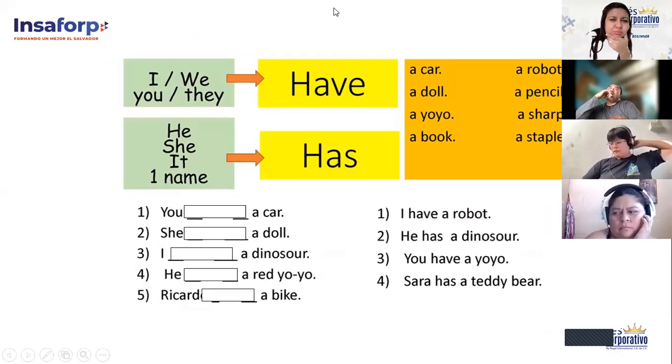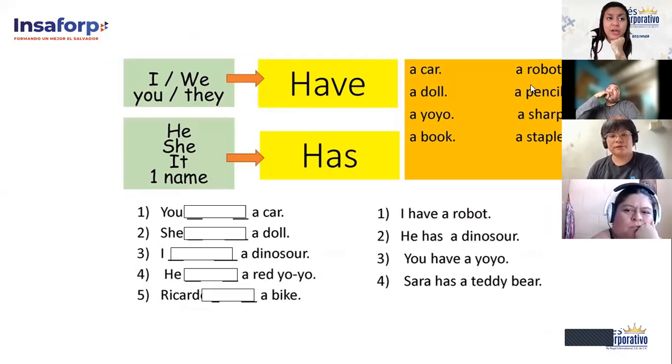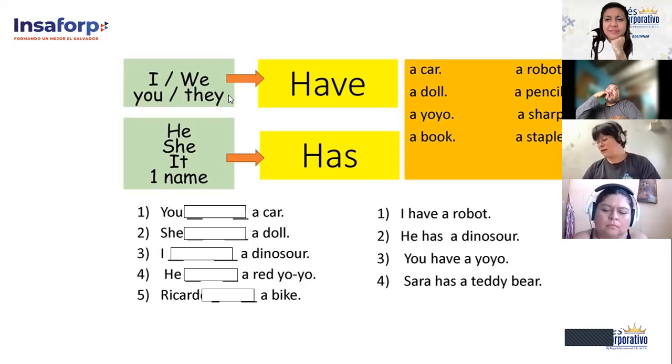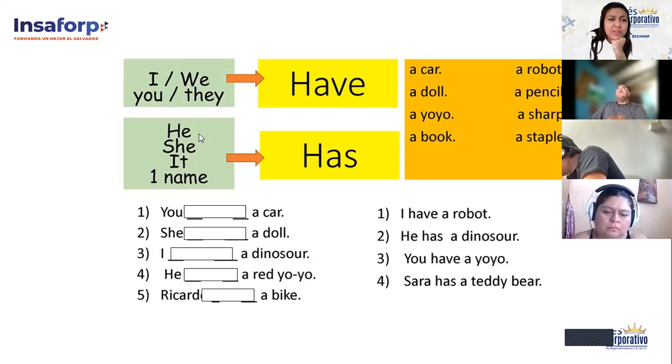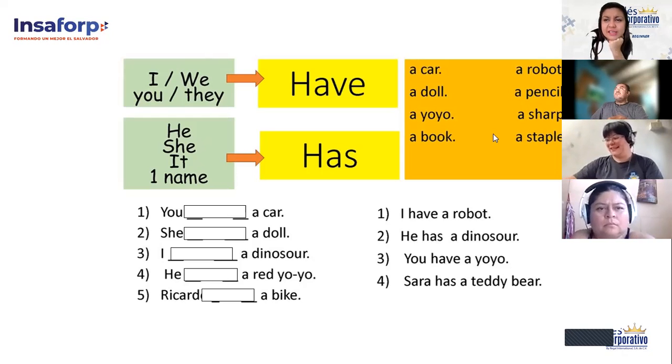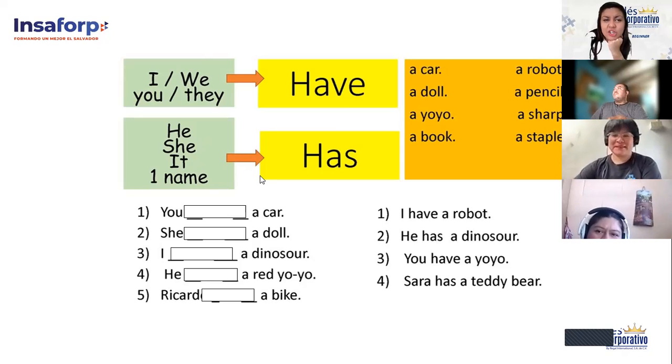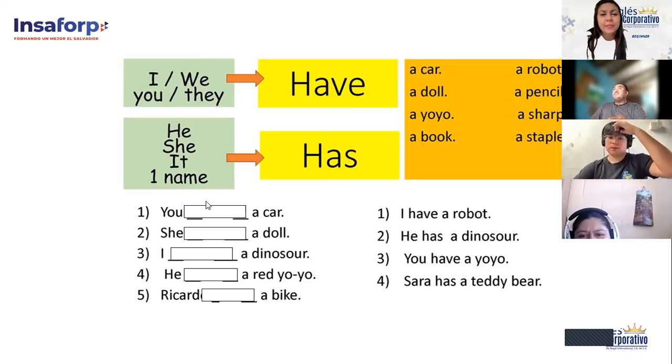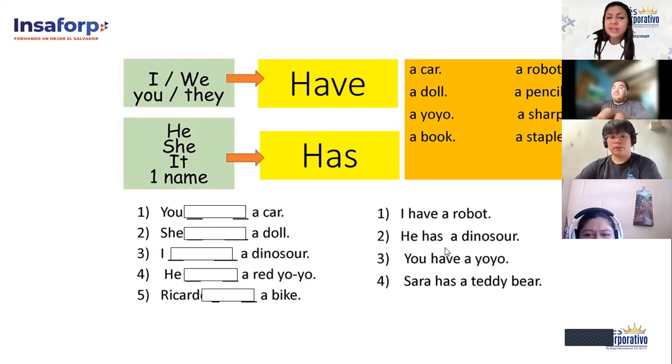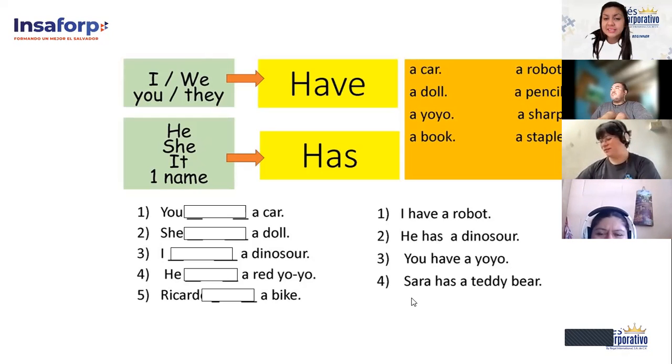Tenemos aquí. Entonces, con I, te decimos, I have a car, you have a robot, we have a book, they have a pencil. But with he, she, and it, or the name of a person, we use has. He has a car, she has a sharpener, it has a JoJo, Maria has a book, ¿verdad? Entonces, aquí tenemos otros ejemplos. I have a robot, he has a dinosaur, you have a JoJo, and Sarah has a teddy bear.